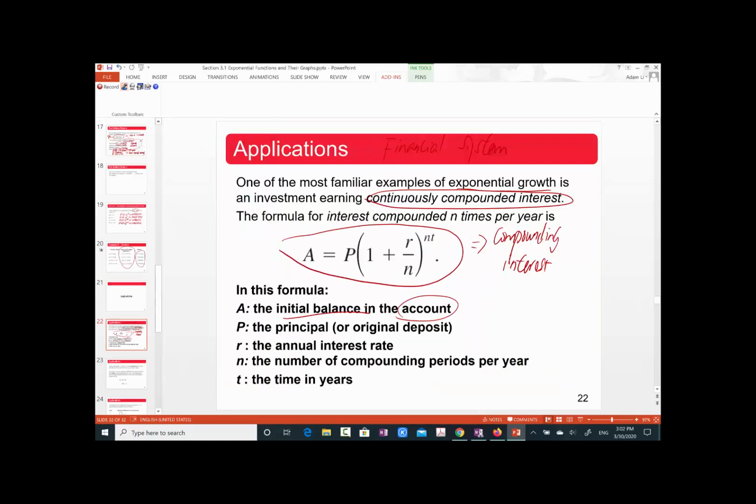Should be the ending balance, right? This is a typo here. That means just balance in account, not initial balance. Should be the ending balance. I'll modify that in your slide. Yeah.